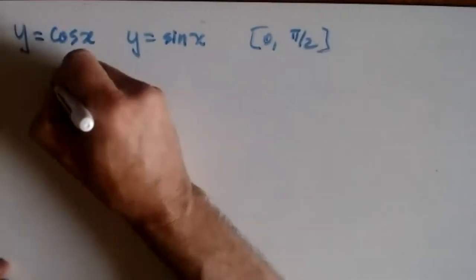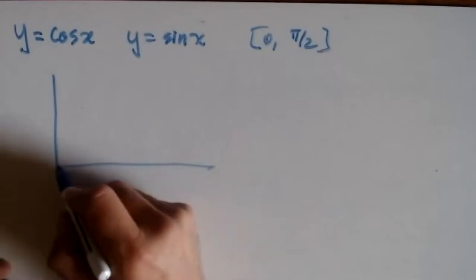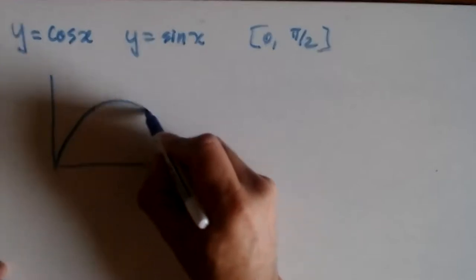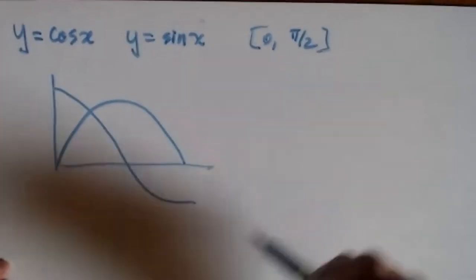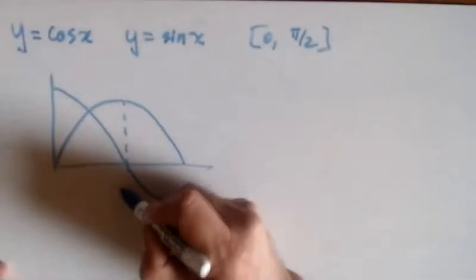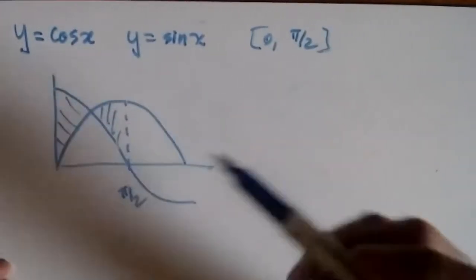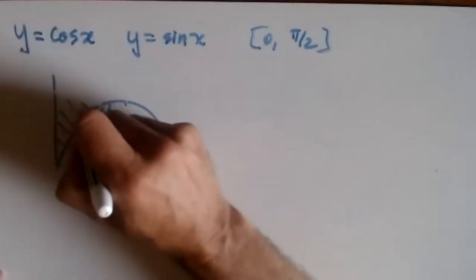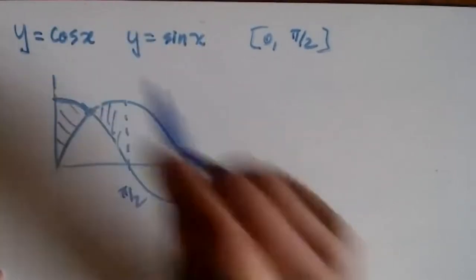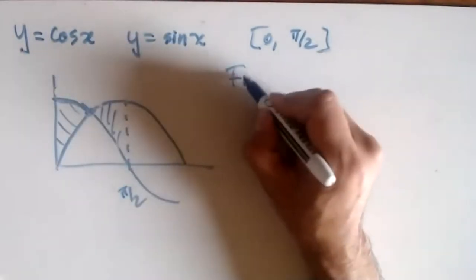And as we saw in our drawing, sine is something like this, and cosine is something like this, correct? So this is the intersection, before pi over 2. We need this area and we need this area. They cross and they switch. Let me do this a little bit better. Yeah, something like that. Okay, the first thing I have to do is find the intersection.